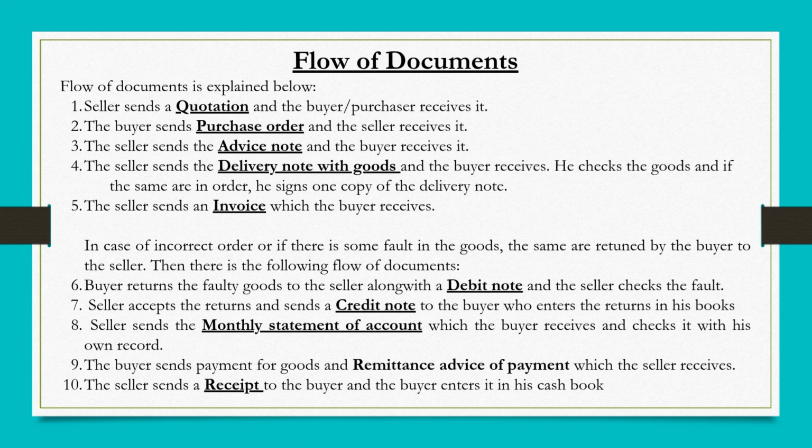Seller sends the monthly statement of account which the buyer receives and checks it with his own record. The buyer sends payment for goods and remittance advice of payment, which the seller receives. The seller sends a receipt to the buyer, and the buyer enters it in his cash book.